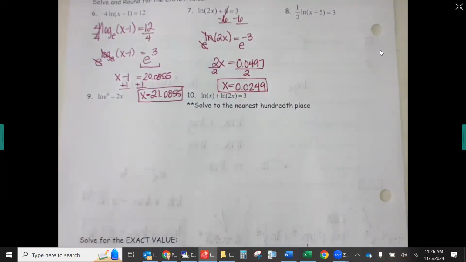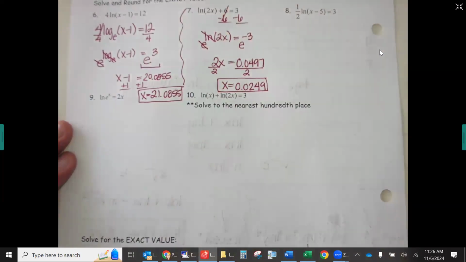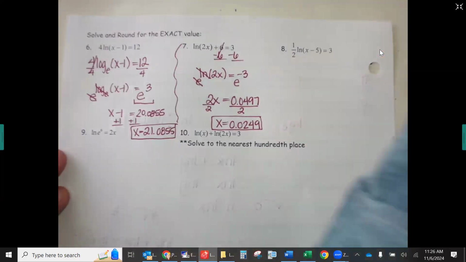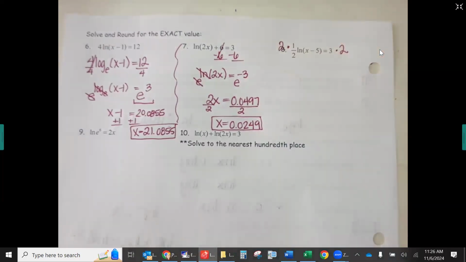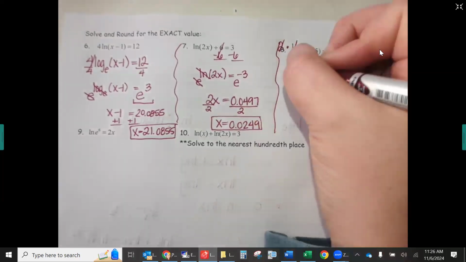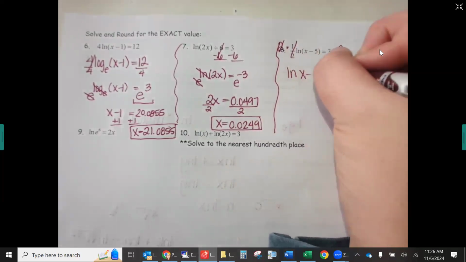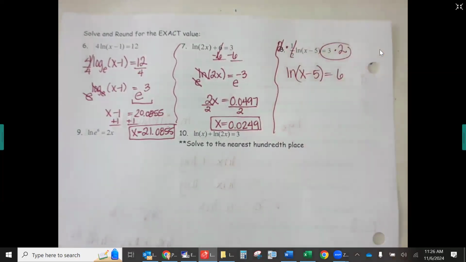Okay, next one, take a look at number 8. What are we getting rid of first? Okay, 1/2 means divide by 2. How can I undo a divide by 2? Multiply by 2 on both sides. So I'm going to times by 2 here and times by 2 here. Now notice you can't touch the stuff in the parentheses. Okay, the 2 and the 1/2 are going to cross each other out, but that middle part isn't going to get touched, so it'll stay an ln x minus 5. 3 times 2 is how many? 6.